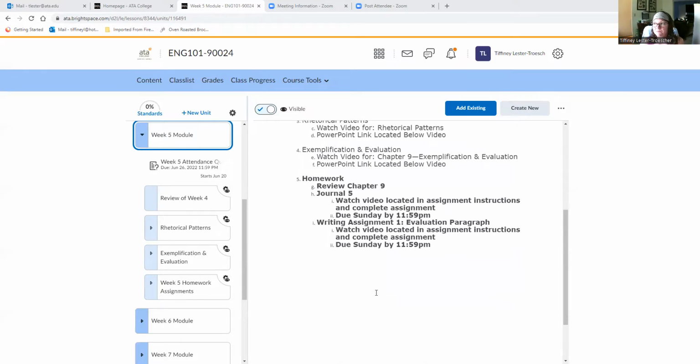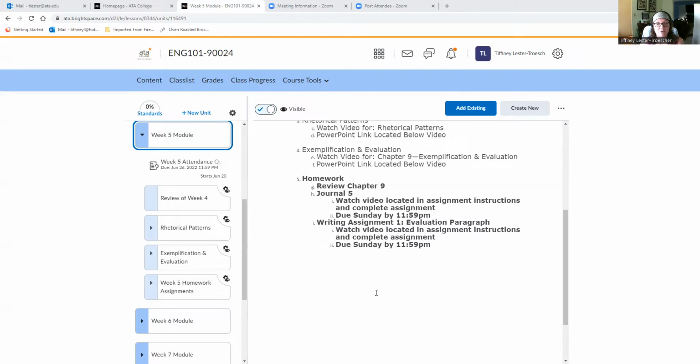Again, chapter 9 is more of a general overview of this type of writing. The lesson on exemplification and evaluation that I have created for you gives you much more useful information than what chapter 9 does. You have journal 5, so make sure that you watch the video in the instructions so you know exactly what you need to do to complete that item, and try to have it in by Sunday night.